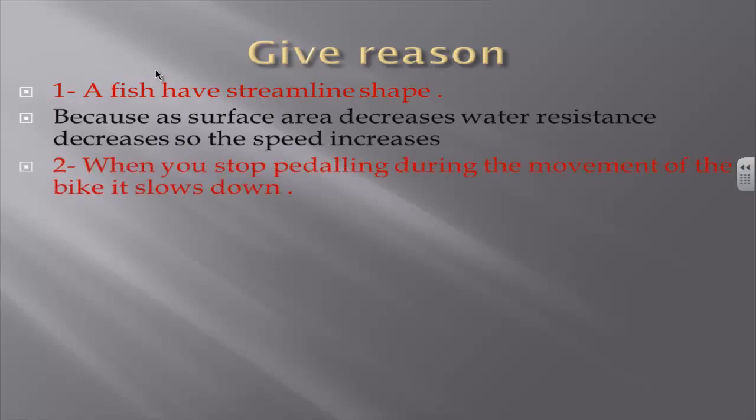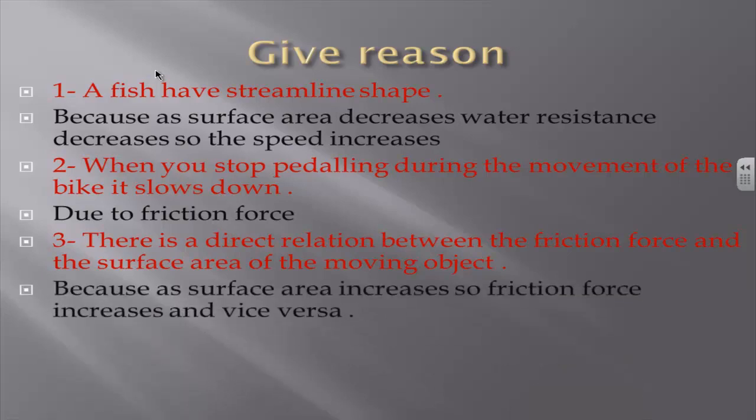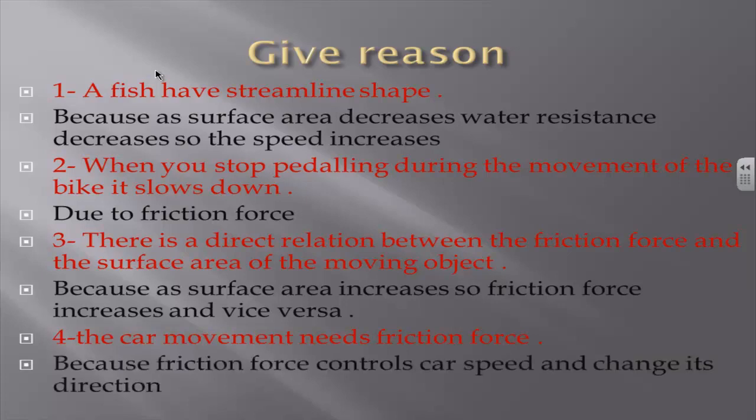Question number two: when you stop pedaling during the movement of the bike, it slows down. Why? Due to friction force. Question number three: there is a direct relation between friction force and surface area of a moving object. Why is there a direct relation? Because when surface area increases, friction force increases, and vice versa. Question number four: car movement needs a friction force. Why? Because friction force controls car speed and the change of its direction.